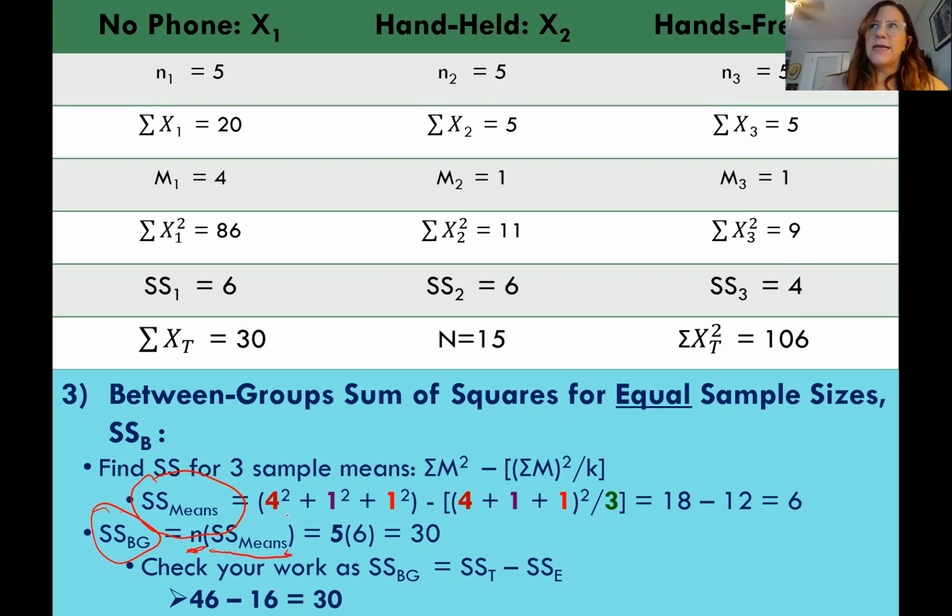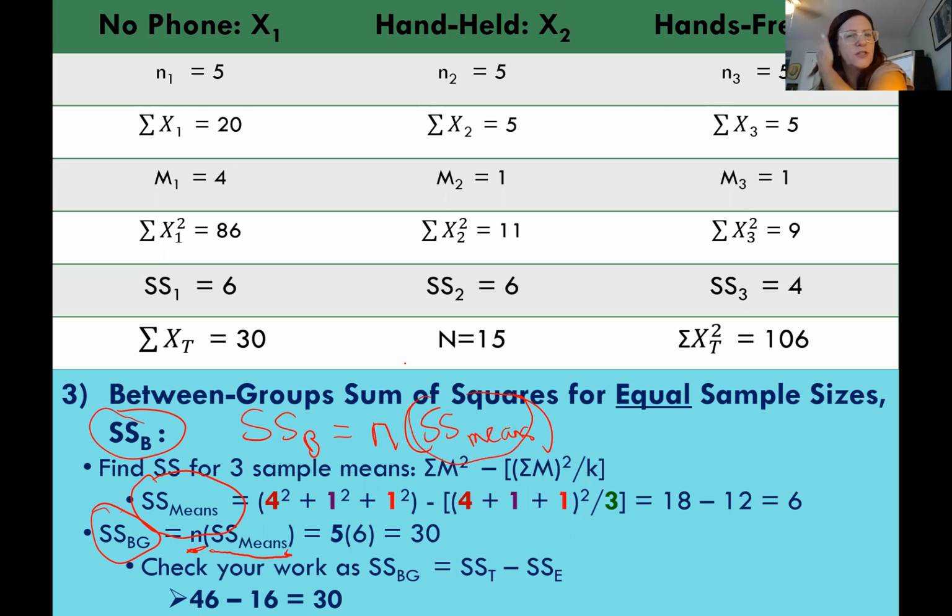To get SS between groups, we have to multiply the sample size times the sums of square means. So that's the key. As often as what I see students do is calculate the sums of square means, and then they forget, oh, that's not the sums of square between groups. So the sums of square between groups is n times the sums of square means. Don't forget, once you get this, you have to plug it into the final equation. So to get your sums of square means, you basically just do a sums of square on the means. Pretend they're like raw scores. So we have M of 4, M of 1, and M of 1, right?